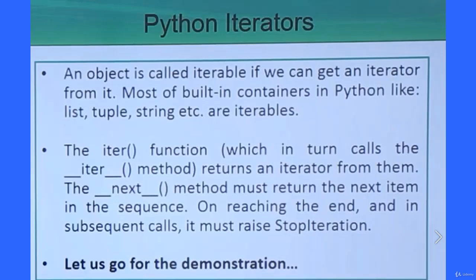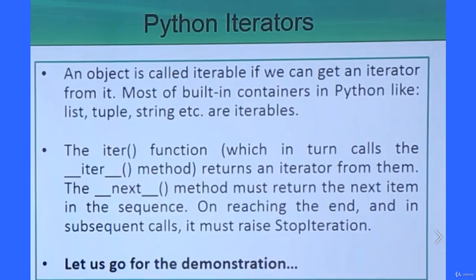An object is called iterable if we can get an iterator from it, and most of the built-in containers in Python, like list, tuple, strings, etc., are iterable because we can get an iterator from them. The iter function, which in turn calls the __iter__ method, returns an iterator from them. The __next__ method must return the next item in the sequence. On reaching the end, and in subsequent calls, it must raise StopIteration.